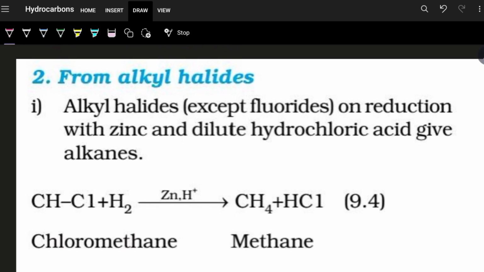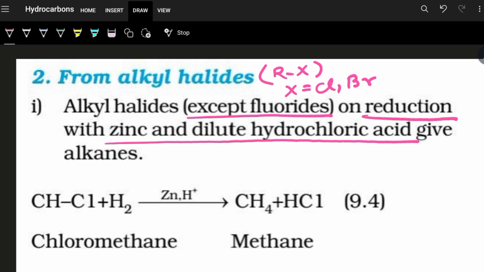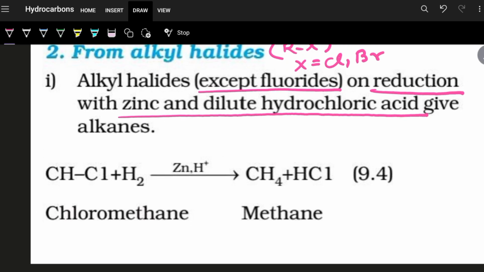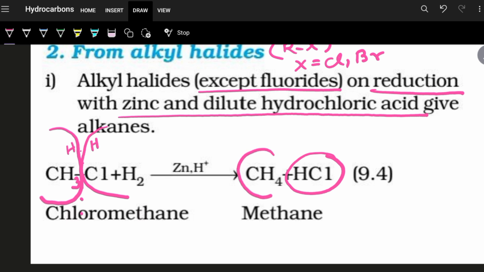Next, from alkyl halide. In general, I will say RX, alkyl halide, where halogen can be chloro or bromo, but not fluoro compounds. It undergoes reduction with zinc and dilute HCl to give alkane. So chloromethane or methyl chloride is the same thing, CH3Cl. This bond breaks in this manner, adding H on both the sides. So this comes out to be HCl, and this comes out to be CH4. This is your methane.